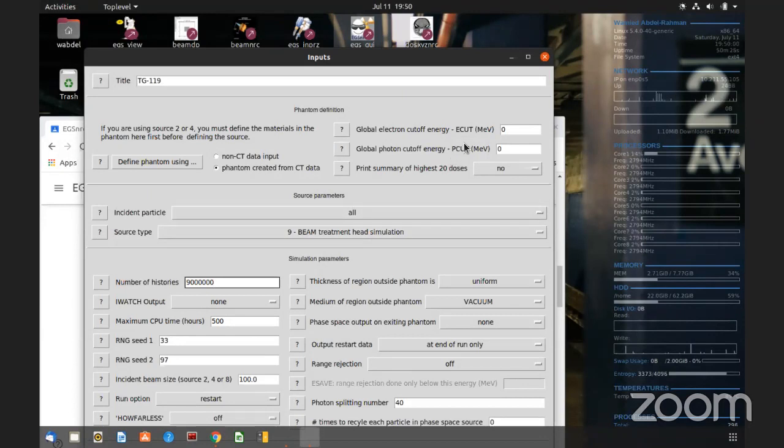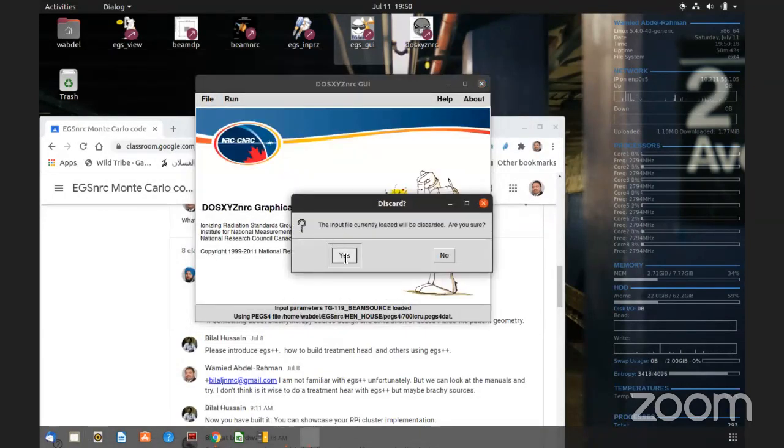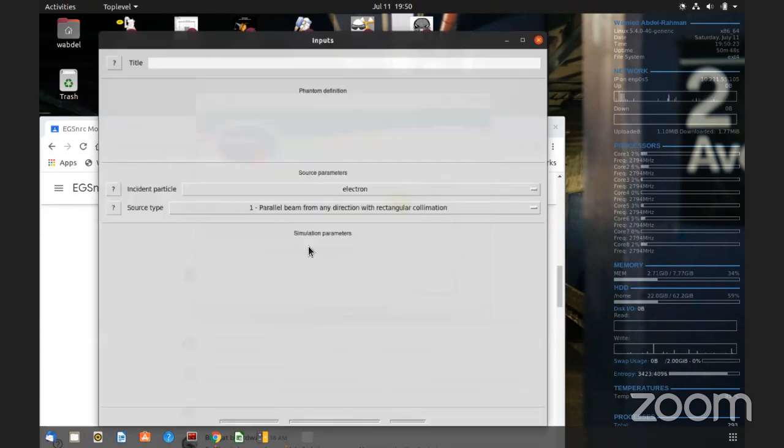So I think this is up to 10 million. And with beam simulation, it takes a bit of time. With the LINAC head simulation, it takes time. But for electrons, it was very, very nice. Let's open it if you're interested. Go to the previous input file. This is for electrons.